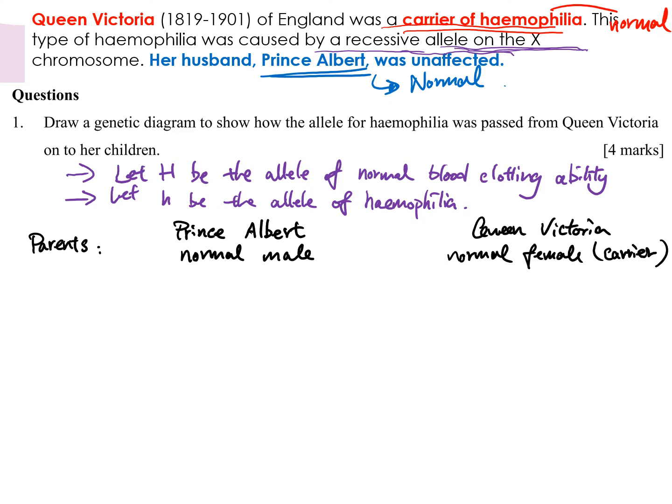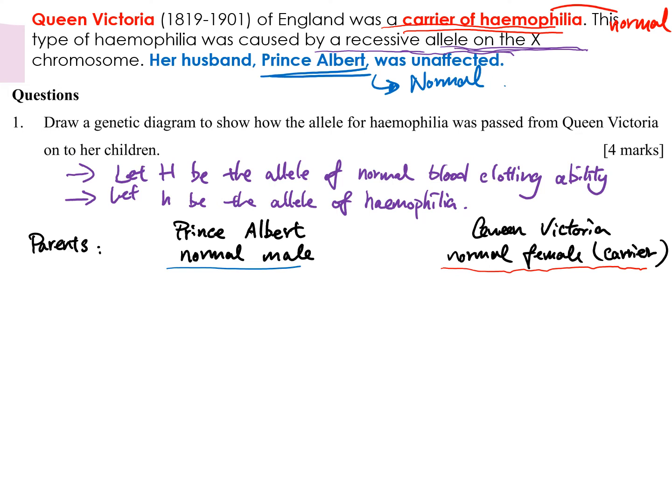And then let's write down the phenotype of parents. So we know that for the male, Prince Albert, he is a normal male, while for the female, Queen Victoria, she is also a normal female but a carrier. One of the X chromosomes contains the hemophilia allele. And then let's write down the genotype one by one.